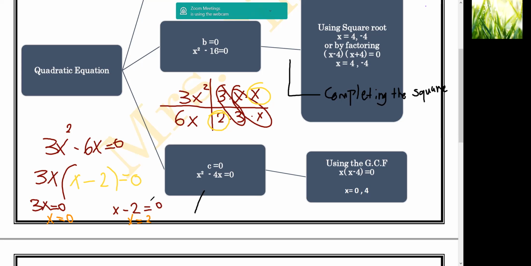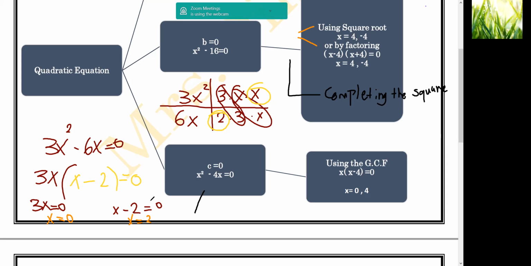So, a quadratic equation, as we said, we can solve in many ways. If A, B, and C all exist, we use factoring. If it cannot be factored, we use completing the square. If B does not exist, like x squared minus 16, we can use the square root and we can use the factoring way. And if C is 0, we have to use the greatest common factor.